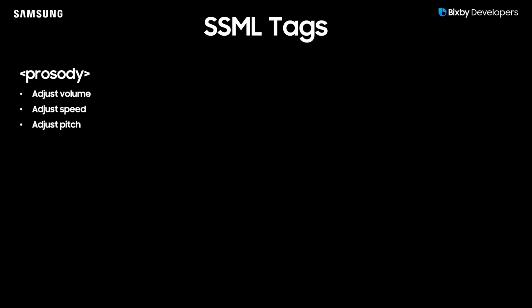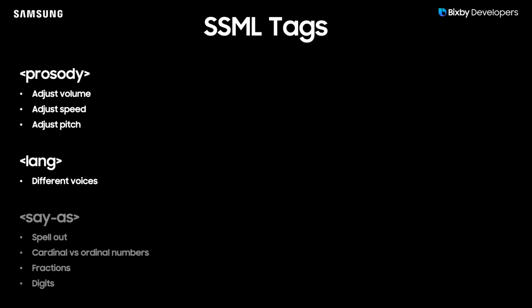Prosody is used to adjust volume, speed, and pitch. Lang is for using alternative voices to the voice that the user already has Bixby set to. Say As is great for handling certain situations, like if you want Bixby to spell out a word or say a number a specific way. Sub provides an alternative pronunciation, which is very useful for acronyms and the like.